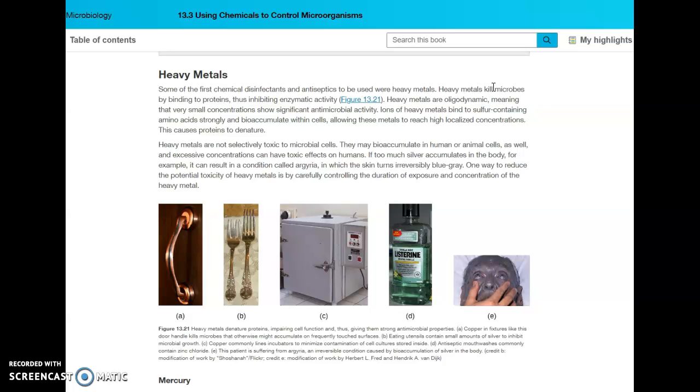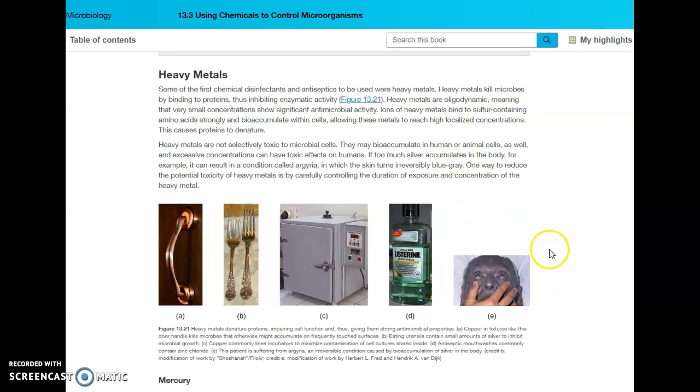Now, one of the key points of using any type of chemical is this idea of selective toxicity. We want whatever chemical we're using to be harmful to the microbe without harming us. And that's the principle of selective toxicity. The problem with heavy metals, though, is that they are not selectively toxic to just microbial cells. They can accumulate in human cells or animal cells as well. So we have to be very careful when using heavy metals as disinfectants and antiseptics.